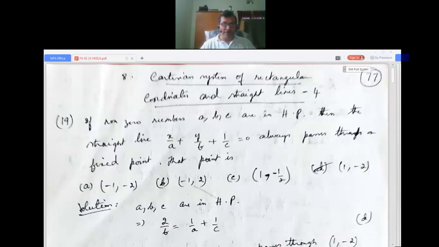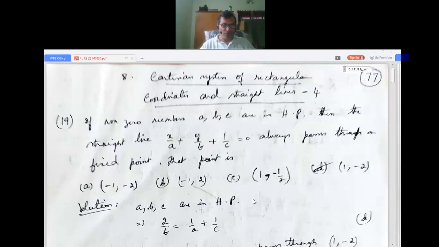Now question number 19. If non-zero numbers a, b, c are in HP, then the straight line x by a plus y by b plus 1 by c equals 0 always passes through a fixed point, and that point is: option A, minus 1 comma minus 2; option B, minus 1 comma 2; option C, 1 comma minus half; and option D, 1 comma minus 2.